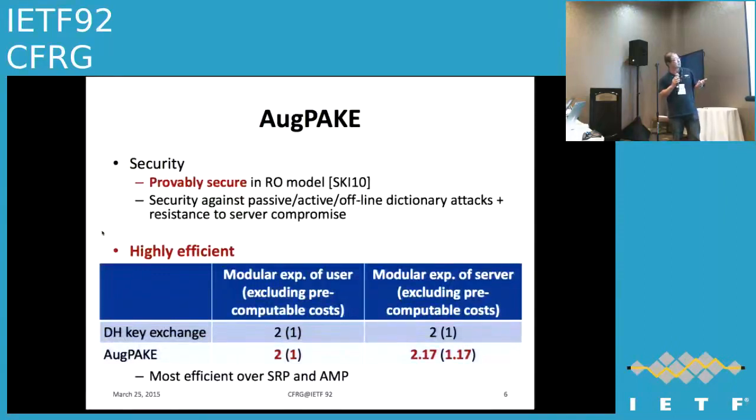OPAKE just requires one modular exponentiation on the user side and 2.17 modular exponentiations on the server side, respectively. After excluding pre-computable cost, the modular exponentiation on the user side leads to 1, and the modular exponentiation on the server side leads to 1.70. Also, OPAKE is more efficient than SRP.